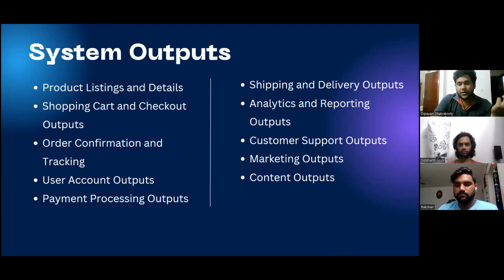So first thing, intuitively, we can think of product listings, products, what the features are, what the prices are, what we have added in the shopping cart and its details, what order we have placed, and at what stage it is of being delivered, how far it has been processed, and as a user, my own account, my name, my phone number, email ID registered with the website, all these things. Payment processing outputs include receipts and so on. Shipping and delivery, again, at what point the order has reached, and at what time it will be delivered. And there are other things also, including customer support outputs and marketing outputs.